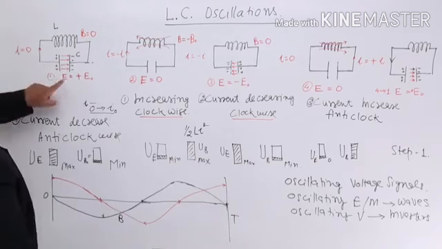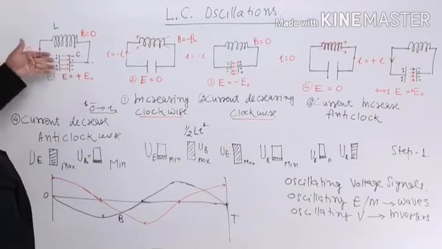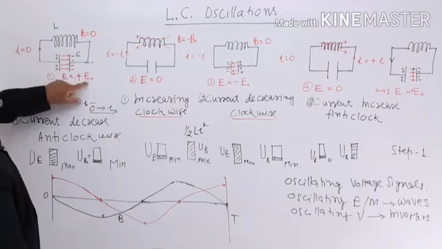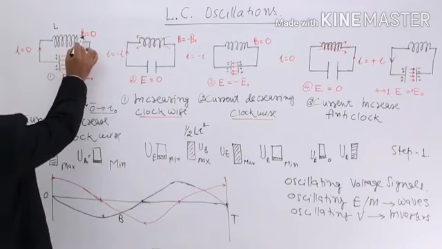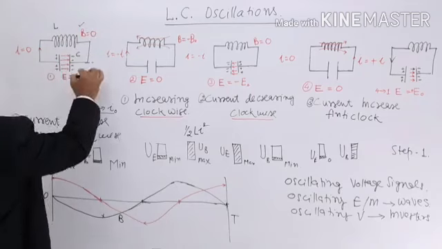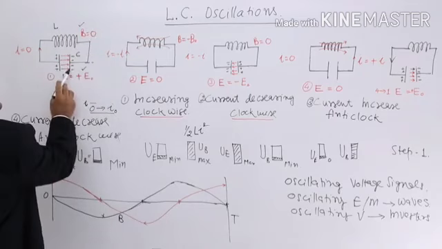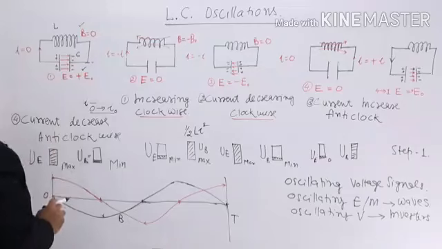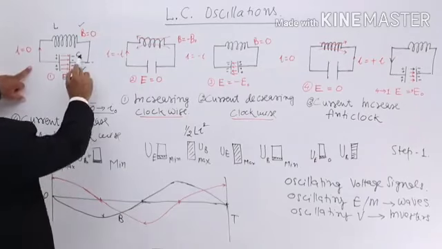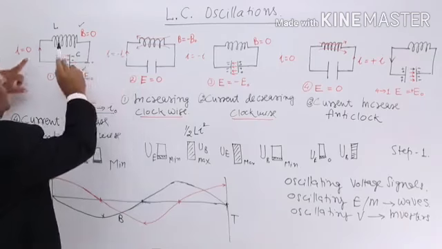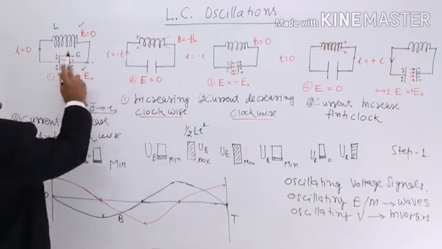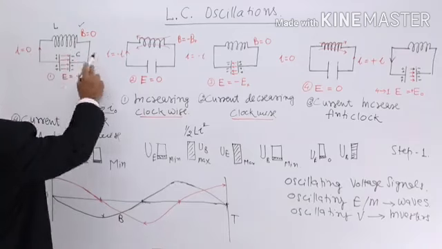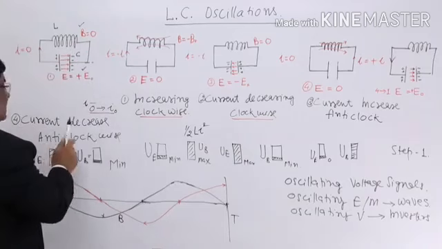When it was here, there was an electric field in this direction. Let us call it plus E naught, maximum electric field. How much was magnetic field here? 0. So plus E naught, this was 0. The current was 0, and from this to this current goes on increasing. From 0, it was 0, then it starts increasing by this charge. Current.